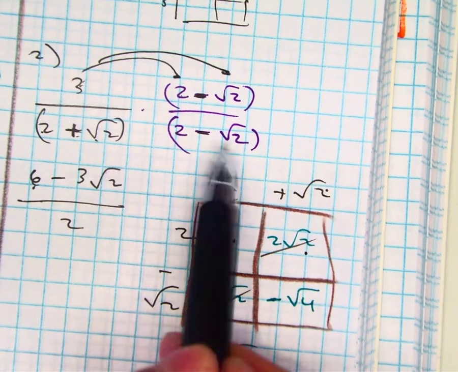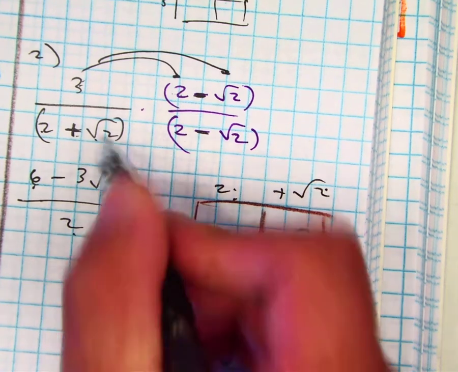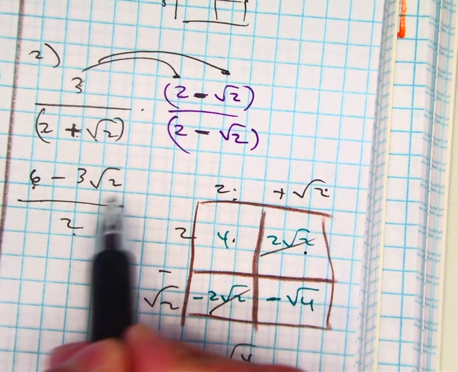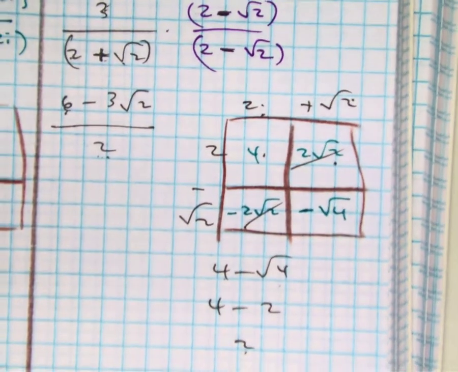Remember what I'm doing here. This is the denominator. And after I distribute it, I get this. So this is my answer, 6 minus 3 radical 2 over 2. They already have a common denominator, so you don't need to split it.